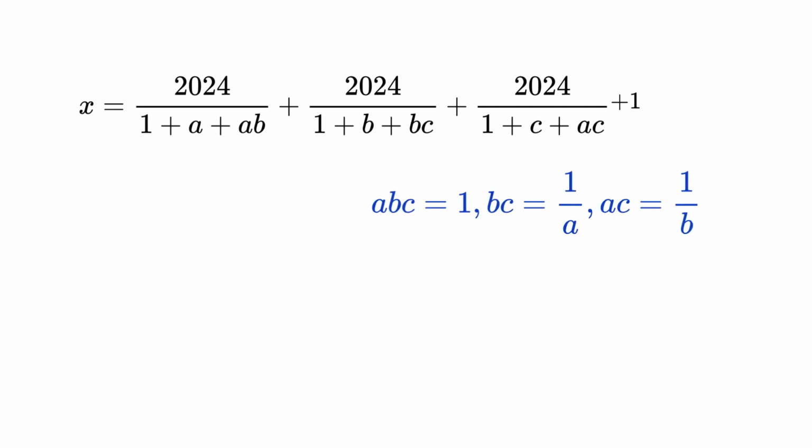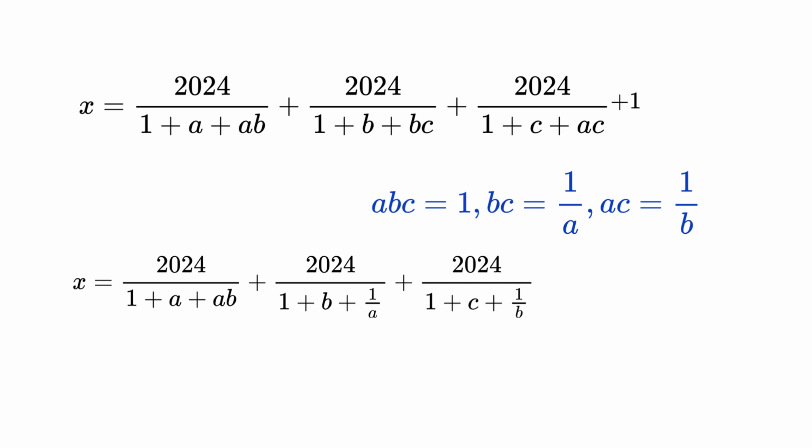In the question it is given that ABC is equal to 1, but we can write it as BC is equal to 1 by A and AC is equal to 1 by B. Now substitute the values in the equation. Then we get 2024 by 1 plus A plus AB, plus 2024 by 1 plus B plus 1 by A, plus 2024 by 1 plus C plus 1 by B plus 1.